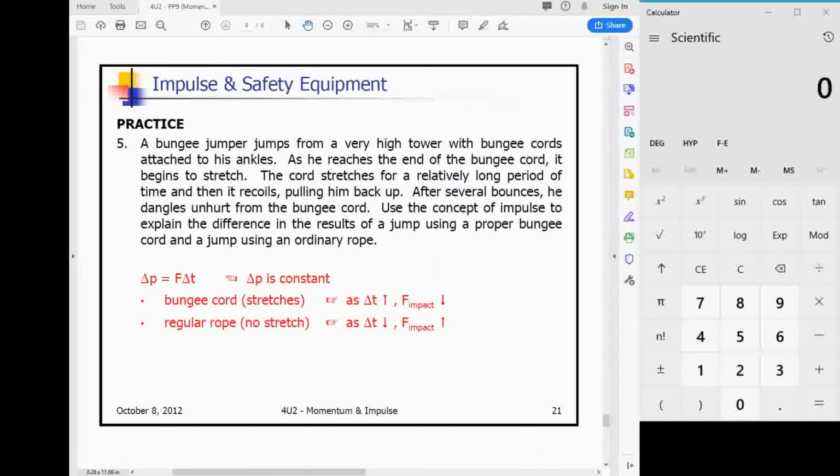Now, if he had an ordinary rope, once the rope became taut, there would be a strong force that he would experience, pulling him back towards the tension of the rope. With the bungee cord, as soon as it starts to stretch past its equilibrium point, it's increasing the time that the impulse is happening, and by increasing the time, we're decreasing the force of impact.